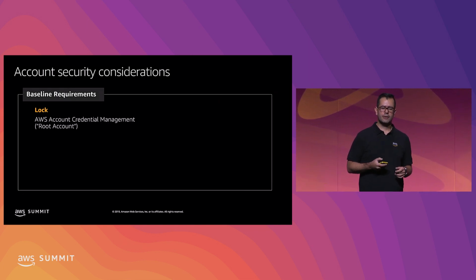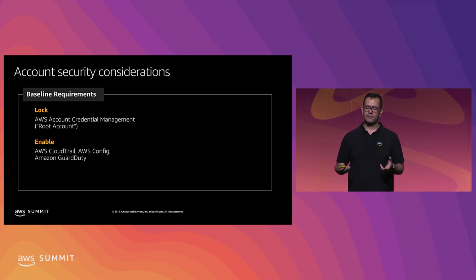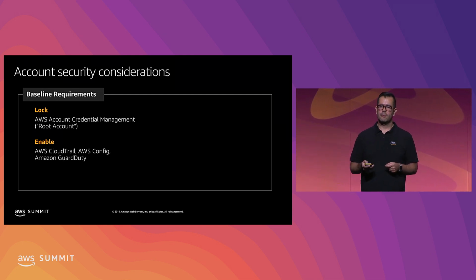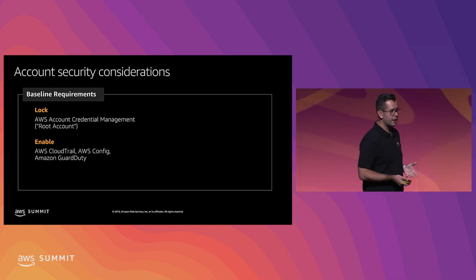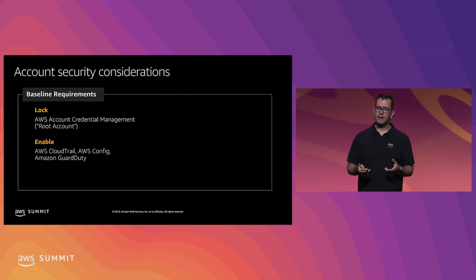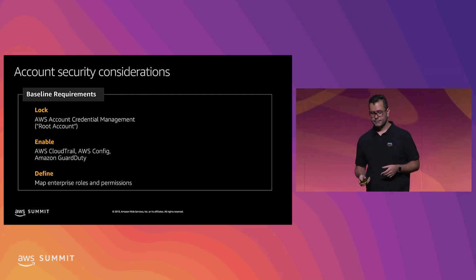So what account security considerations should you have? Well, we spoke that every single AWS account has a root user that needs to be protected, secure, and locked up. We also spoke about how important it is to have visibility of your environment. And for that, you will need to enable things like AWS CloudTrail, which will be recording API activity on the platform. You need to enable things like AWS Config in order to track changes in configuration to assets that have been deployed in the account, or even Amazon GuardDuty, which is our threat detection service.